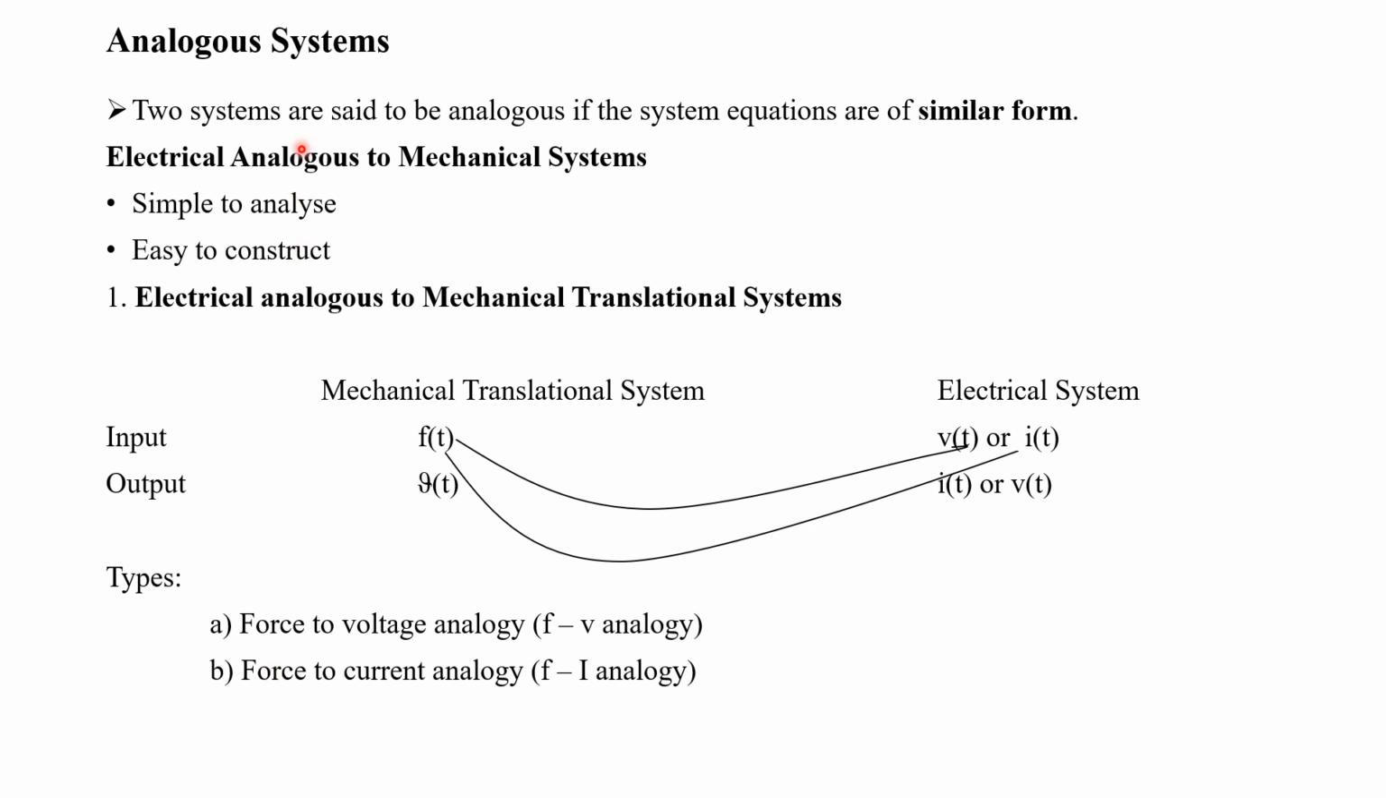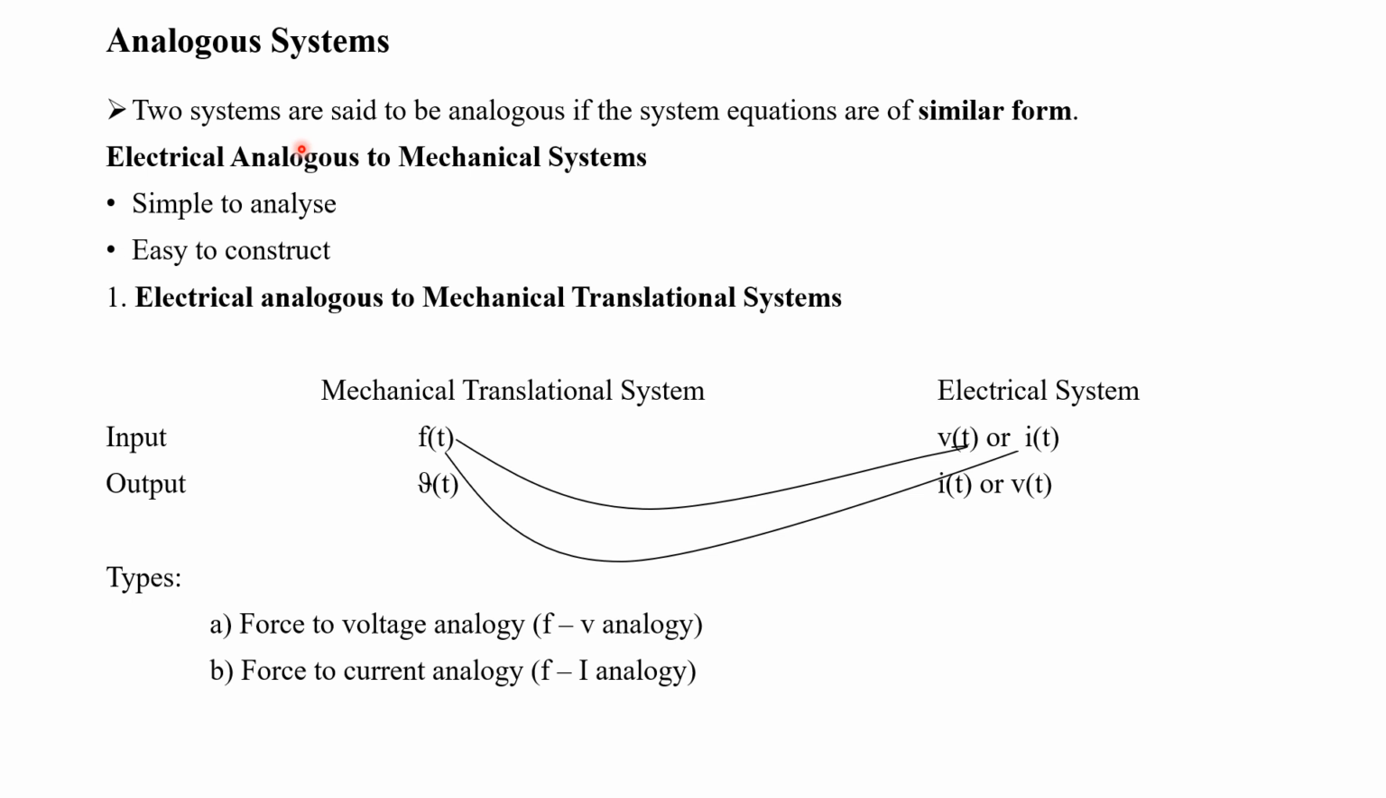Two systems are said to be analogous if the system equations are of similar form. That is, we all know each control system has a system equation or differential equation. If the two systems have a similar form of the system equation or the differential equation, then the systems are said to be analogous systems.